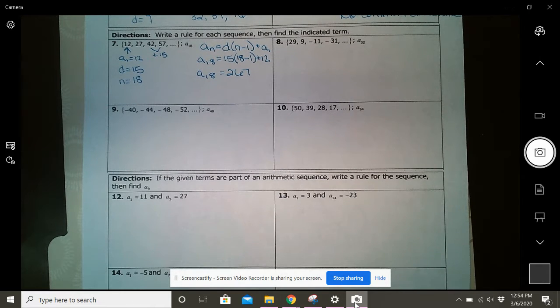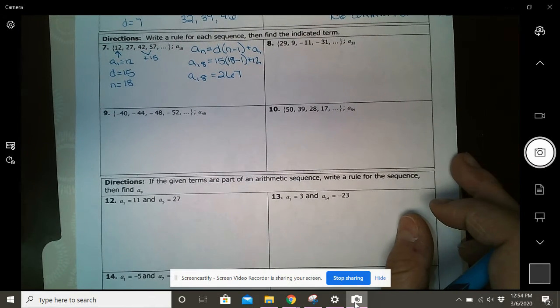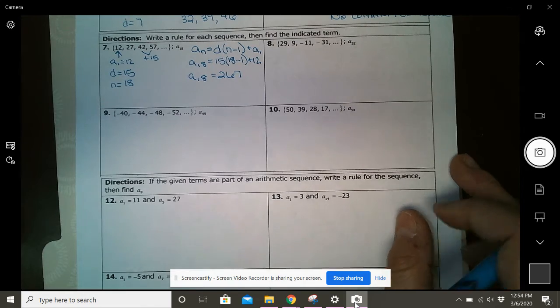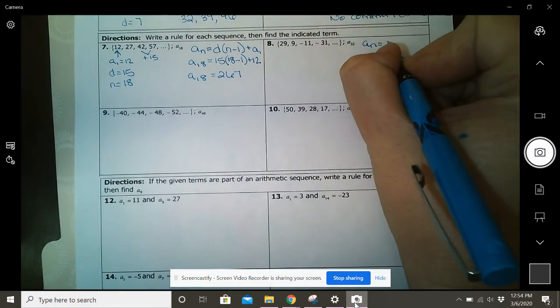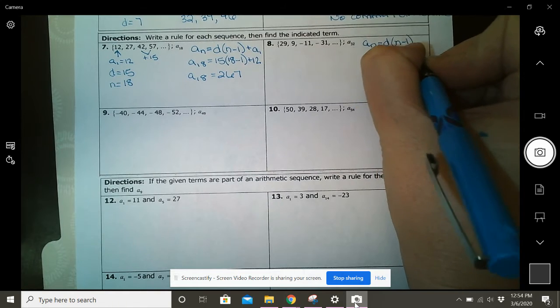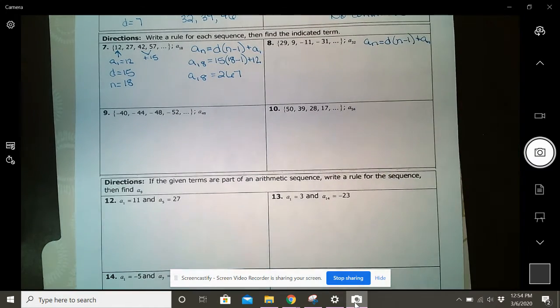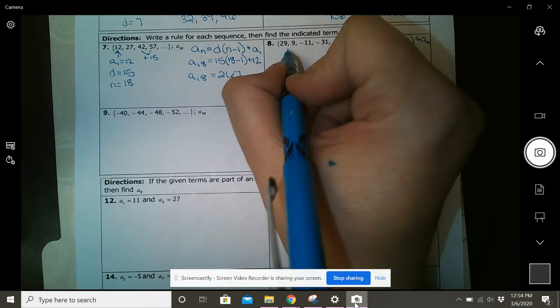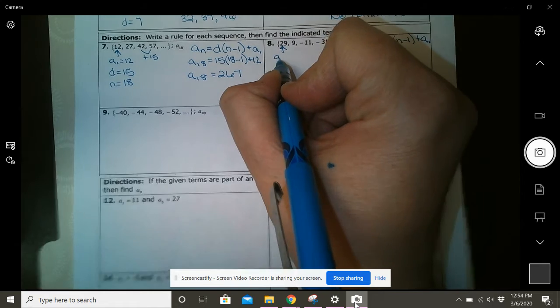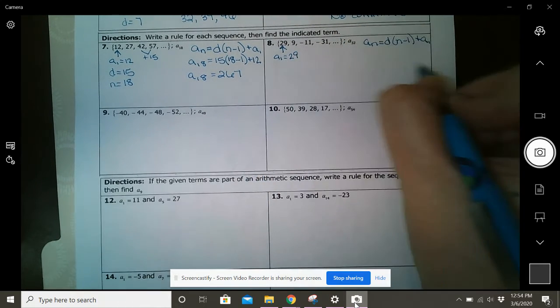Okay, let's do another example. Number 8. Using the same formula over and over again, it would really benefit you to memorize it, but remember, it is on your SOL formula sheet. We need the first term of the sequence listed here. A sub 1 is going to be 29.